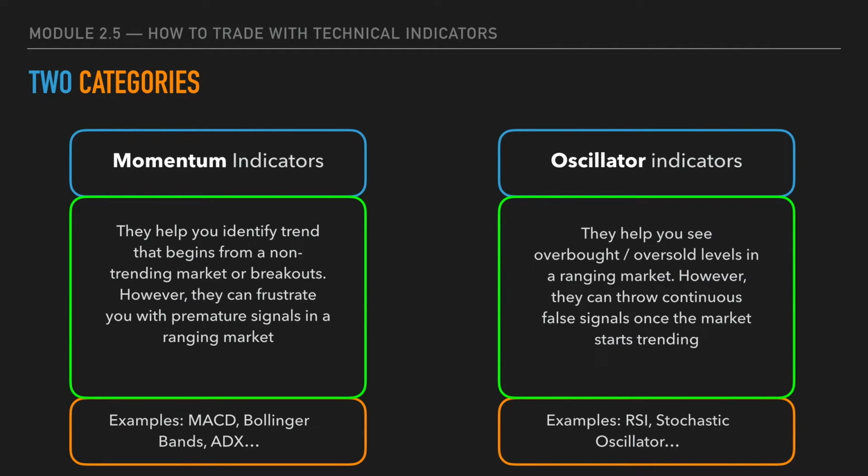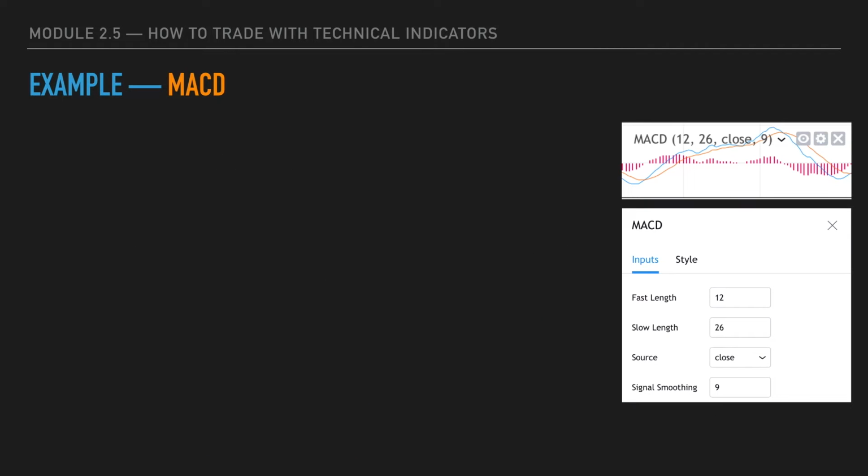One thing I would like to highlight here is that there are some indicators that can be used in both categories. For example, some traders also use RSI, the Relative Strength Index, to measure the momentum of a market trend as well. So, understanding the formulas behind each indicator and how the indicator works is the key. Let's take a look at our first example, also one of the most popular indicators for swing traders, which is MACD.